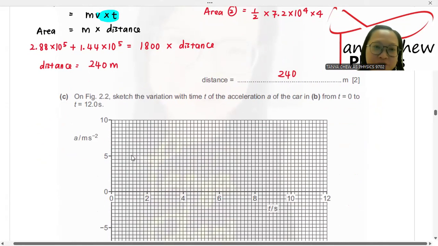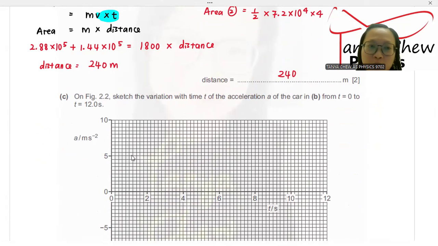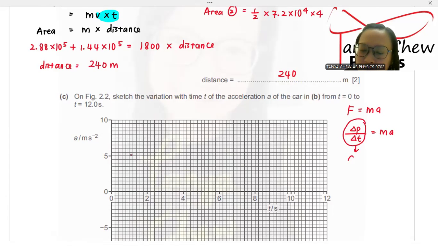C, on Fig 2.2, sketch the variation with time t of the acceleration a of the car in B from t equal to 0 to t equal to 12 seconds. Now, in order for me to sketch the acceleration, I have to know one more thing. From Newton's second law, rate of change of momentum, or the resultant force, is equal to ma. Delta change in momentum over delta t is equal to ma. Rate of change of momentum, you can classify this as gradient, is equal to ma. Could you see that mass is constant?